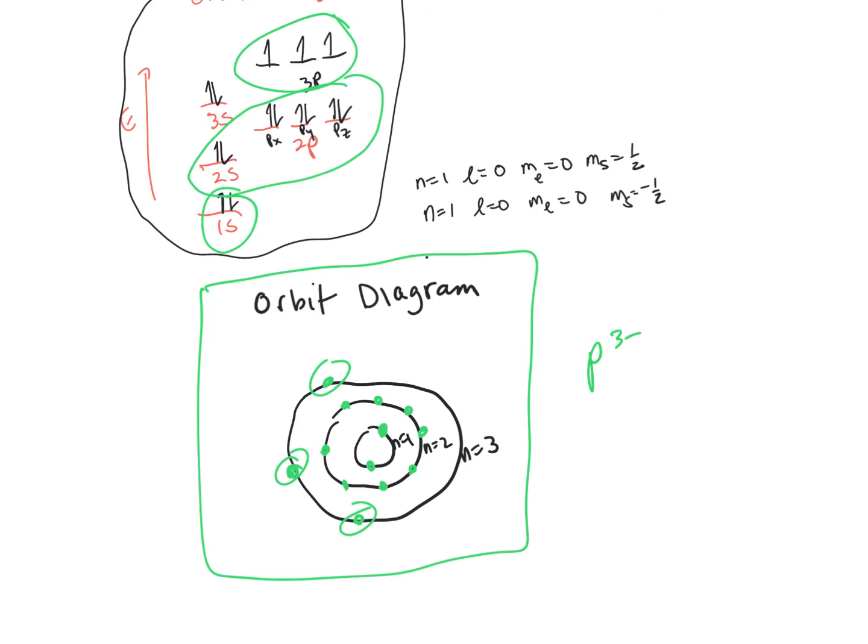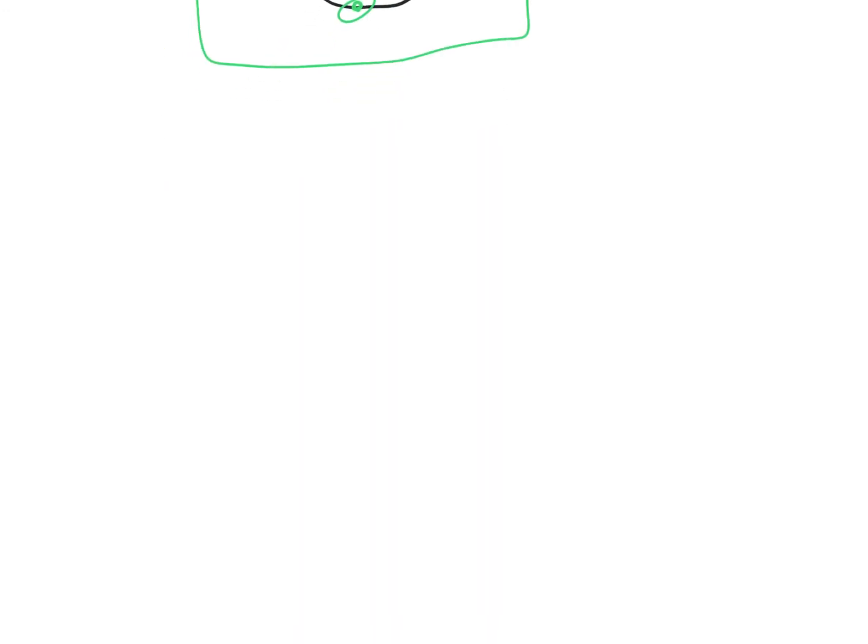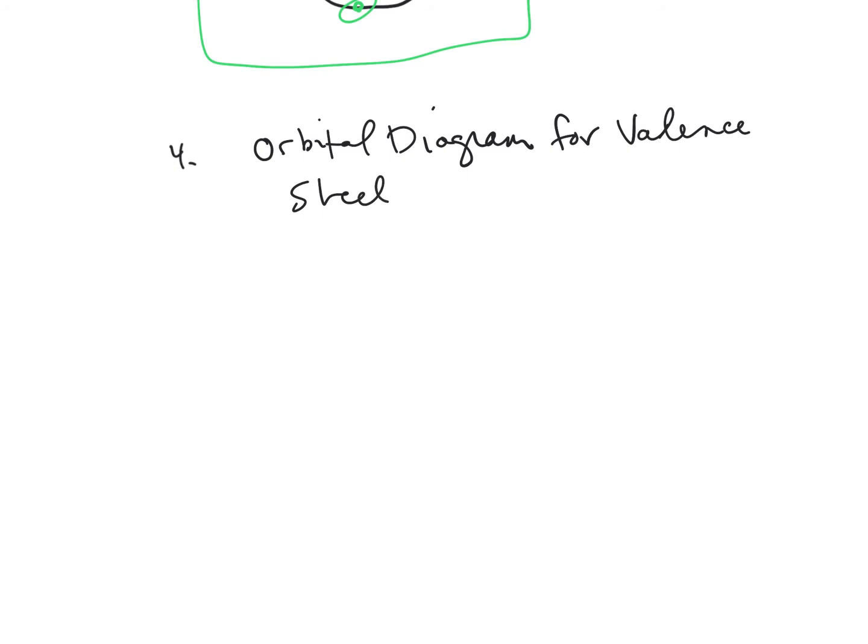Now the next question is draw the orbital diagram for the valence shell of copper. So copper, that is number 4, is that right? 4. Oh, there's 2 number 3s, how can that be? Yep, there's 2 number 3s. So for the orbital diagram for the valence shell of copper.